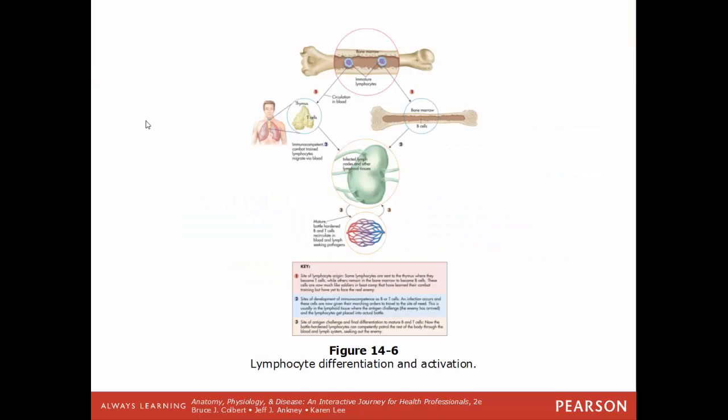Here's a summary of the lymphocyte differentiation and activation. Of course, all blood cells will originate from the bone marrow. Some will go on to the thymus to mature. They're called T cells, or T lymphocytes. Others will stay in the bone marrow to mature, and they are the B cells, or B lymphocytes. Then once they mature, they go to a lymph node and basically hang out until they're activated, until they're needed.